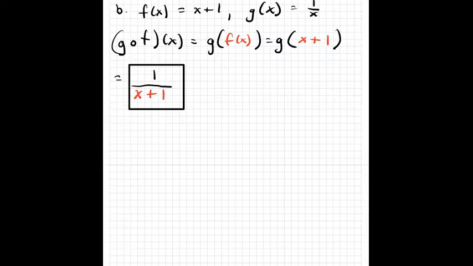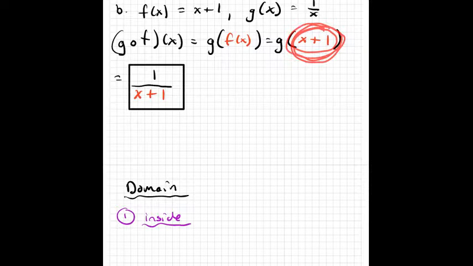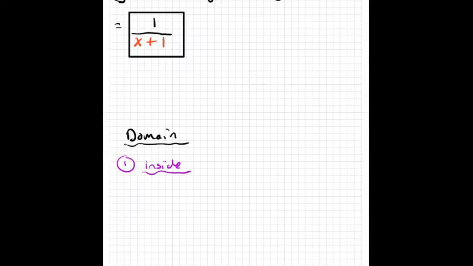Okay, so to find the domain of this, again, the first step is to find the domain of the inside function. In this case, the inside function is f of x equals x plus 1. That's a polynomial. The domain of a polynomial is all reals. So that's the domain of f, and because it's a polynomial, the domain ends up being all reals. The second step is to find the domain of the simplified function.